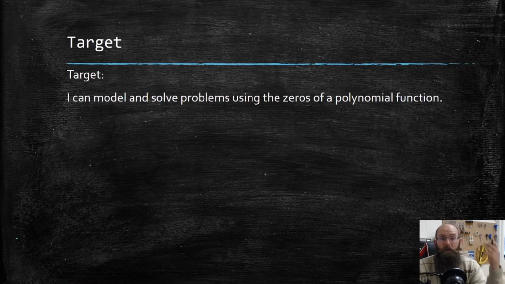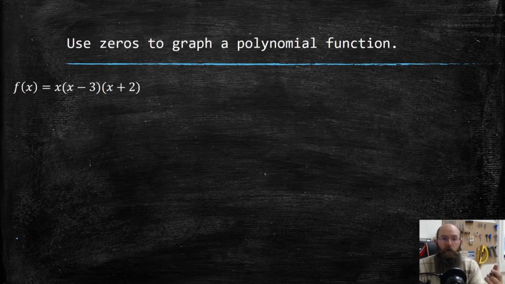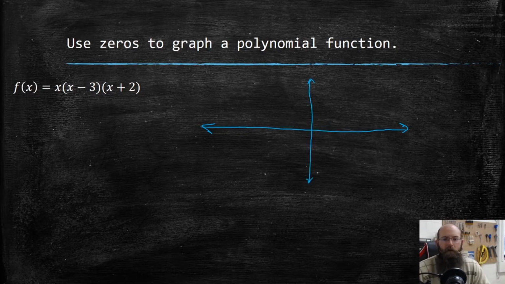So here's our target: you can model and solve problems using the zeros of a polynomial function. Here's our first example. We're going to use zeros to graph a polynomial function. The first thing I'm going to have to do here is set up a little bit of a number line. I think that's usually the best way to start here. I'm going to give myself a 0 here. So now we have a little graph on there.